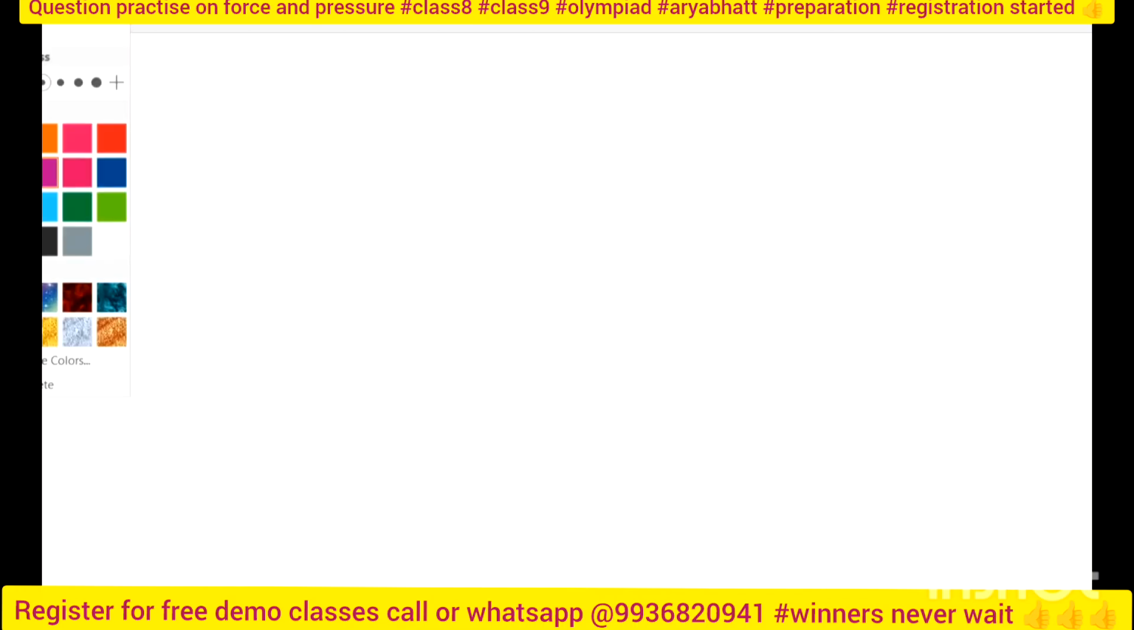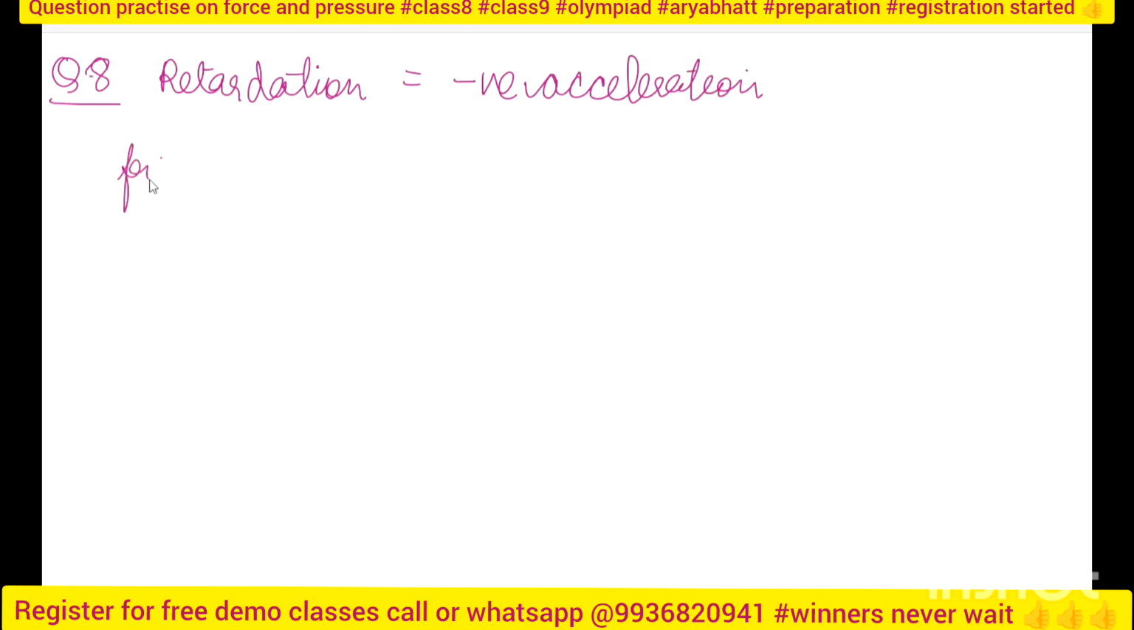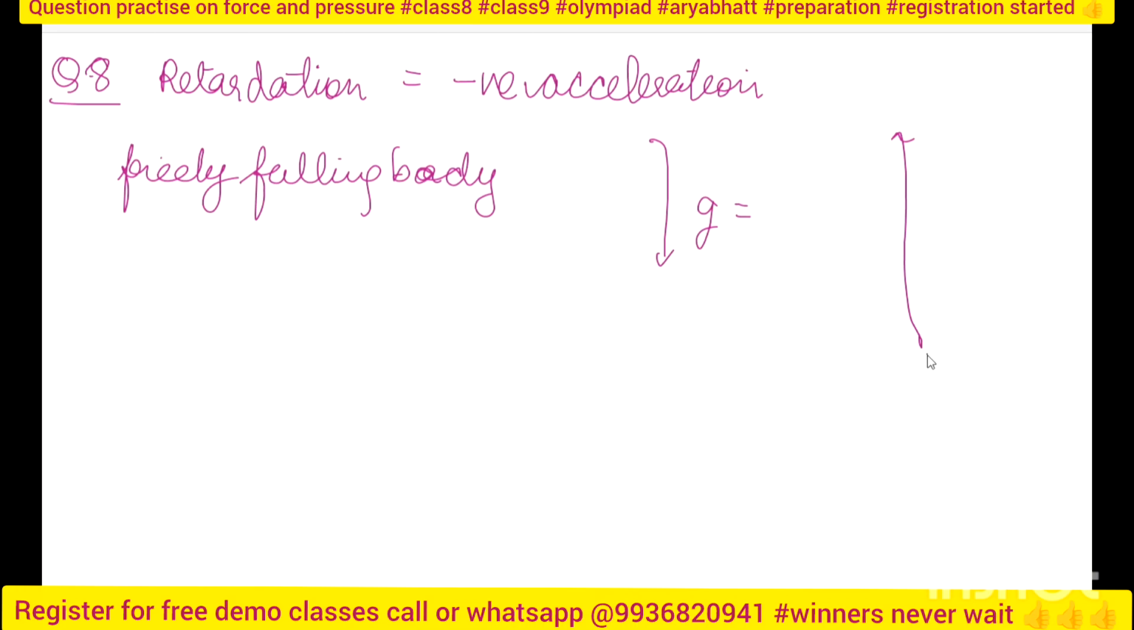So question number 8, they are asking about the retardation. Okay, retardation, or you can say negative acceleration. Now see, when I am talking about a freely falling body, imagine that if you throw something and it falls again due to gravity, this is g. Now if anybody throws something like this, you will work with negative g, right? It will be a negative acceleration due to gravity. Similarly, retardation is also a negative quantity.